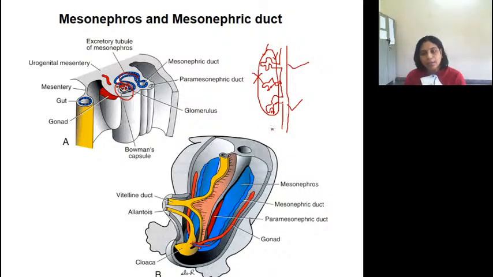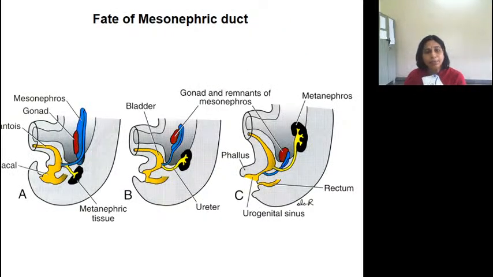But you should ask why this mesonephros is then developing in the females, because it is giving rise to a part of the excretory system. It is essential for the development of the mesonephric duct in both the males and females. Initially we see the development of the mesonephric duct, but later its development will be suppressed once we see the development of the kidneys in case of the females. But in case of the males, this mesonephric duct will persist and it will give rise to the male reproductive system structures.